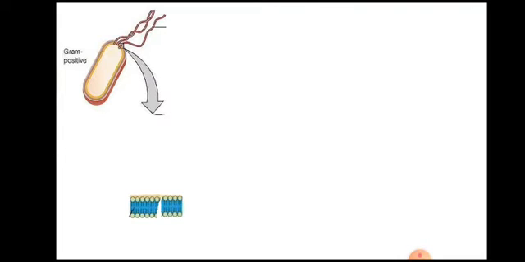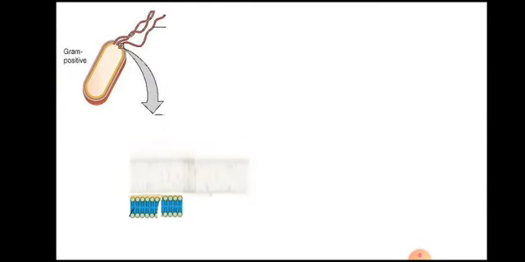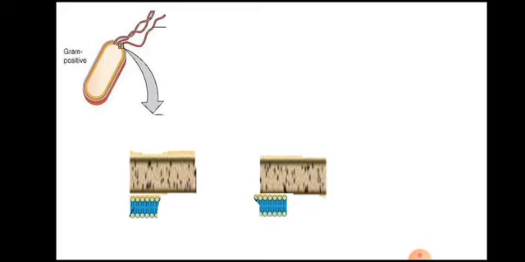gram-positive bacterium has a thick layer of peptidoglycan. So this is peptidoglycan, thick layer of peptidoglycan. We have separated this just to understand the structure of flagellum, which I am going to show you here. So this is cell membrane and a thick layer of peptidoglycan, and this flagellum is present in this space.